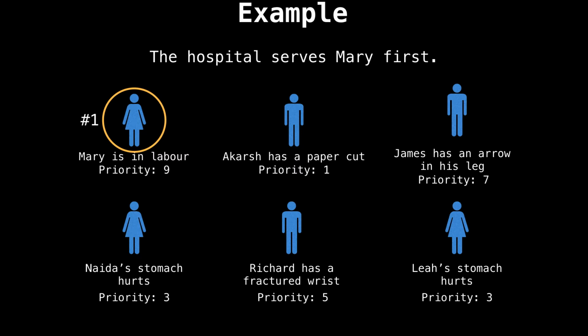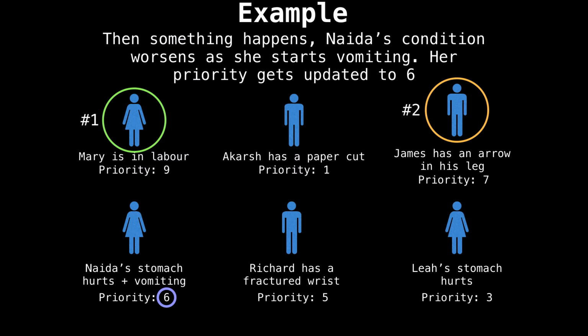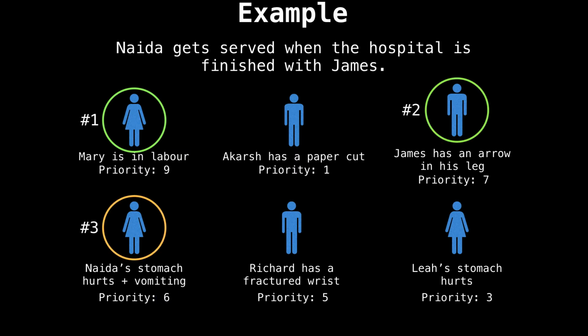We want to process these patients by highest priority first. This means the hospital would serve Mary first, followed by James. However, then something happens. Suppose Naida's stomach condition worsens and she starts vomiting. Her priority needs to get updated to 6. Because of this, Naida gets served next, once they're finished with James.